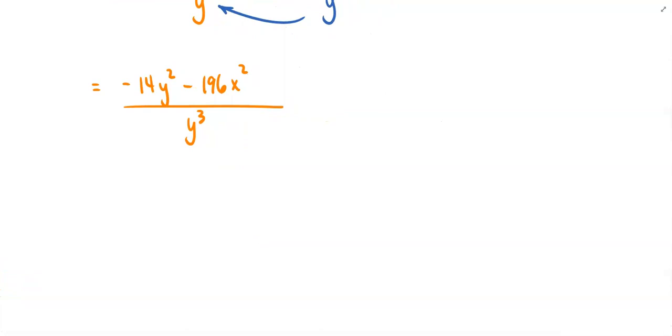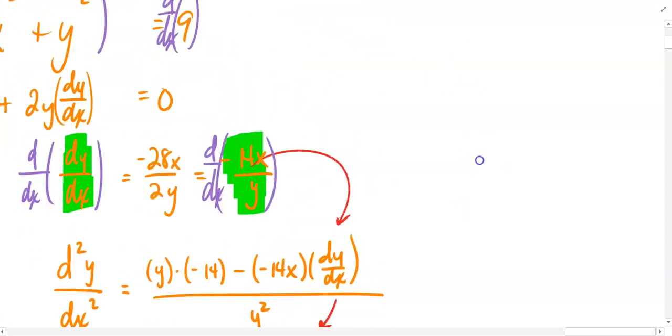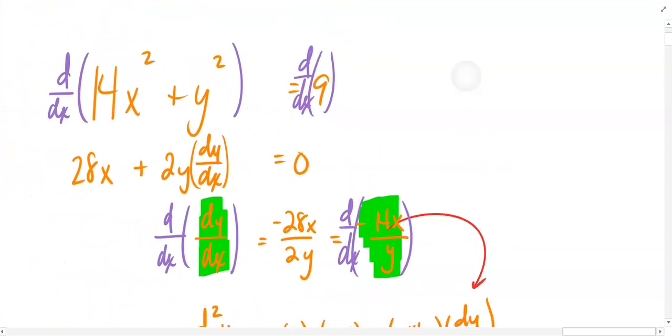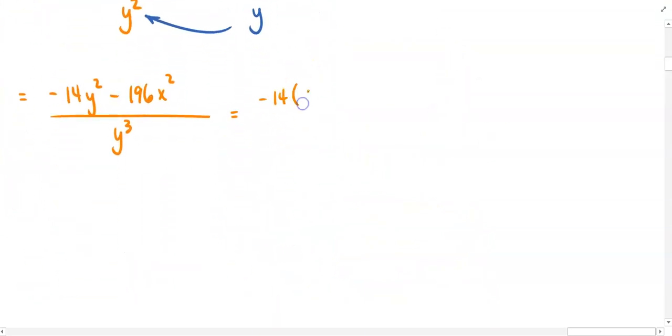But now what I would encourage you to look for is a common factor. And we actually have 14 acting as a common factor in the numerator. So I'm going to factor it out. Let's see, I don't know if I want the positive 14 or the negative 14. I'm going to go ahead and factor out a negative 14, and that leaves me with y squared plus 14x squared over y cubed.